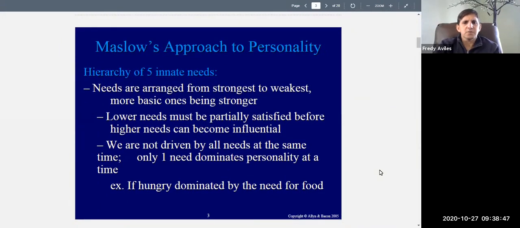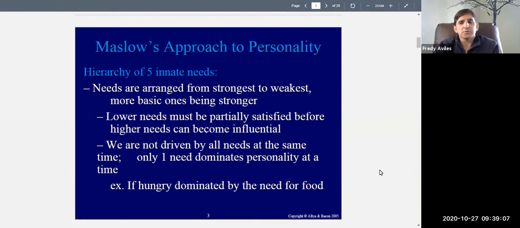So the needs are arranged from strongest to weakest, the more basic ones being stronger. Okay, and like I said, you guys, the PowerPoint is a little bit messed up here. That's not the way it looks when I uploaded it. It's just the presentation messes it up a little bit. Okay, the alignment and things like that.